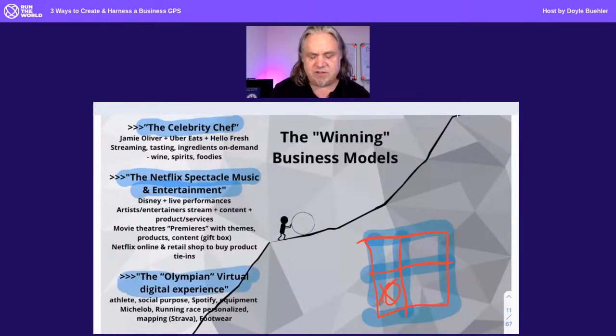And then the last model I want to quickly highlight is the Olympian and the virtual digital experience. This is basically combining all the different aspects of what people want to do. We had Spotify combining with Michelob, the beer manufacturer, with Strava, the mapping software, and then footwear, I think Adidas or some other. They all came together and created this amazing virtual experience to connect with their audience directly and provide them that value. And again, they didn't change their products, they basically combined them together. And that's what's really important here to understand.